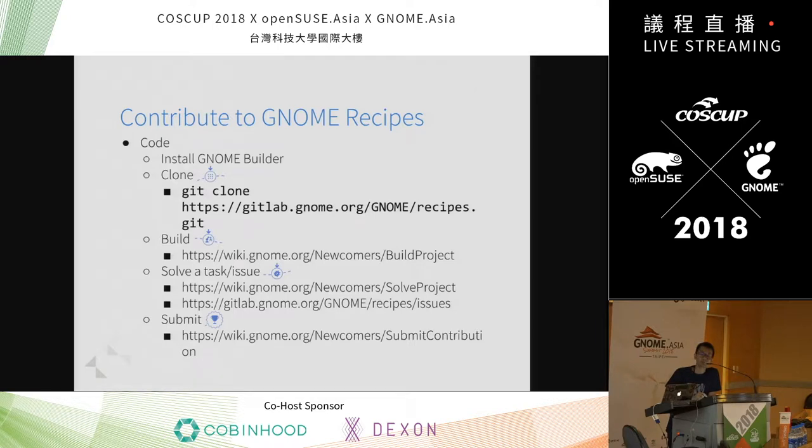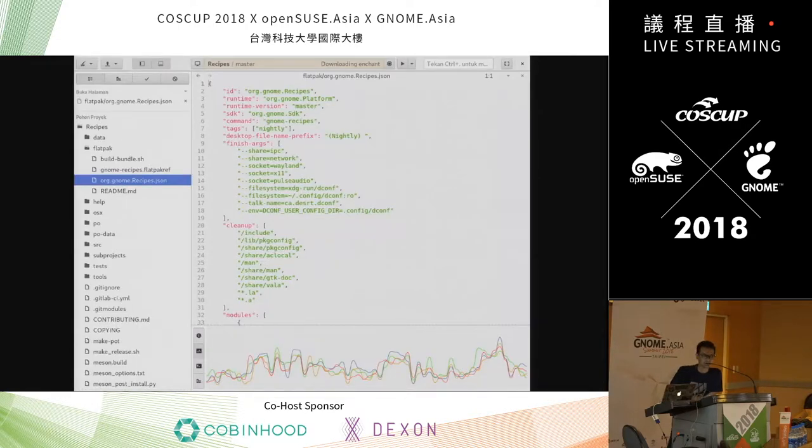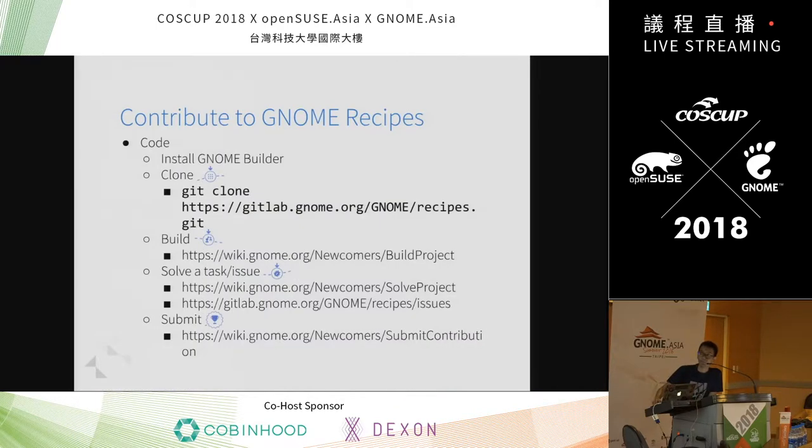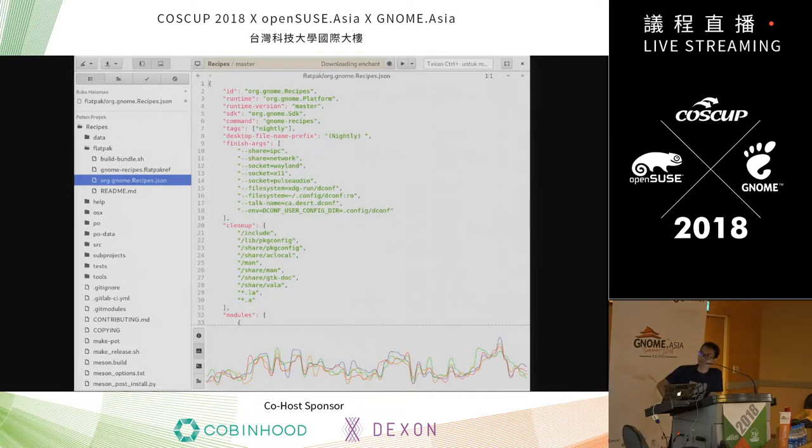After the clone, build the project. And then, solve a task or issue. You can check the issues in GitLab also, at gitlab.gnome.org/gnome/recipe. And then after you solve an issue, you can submit your pull request. If you install Gnome Builder, you can then learn the project. Yeah, this one is Gnome Builder.